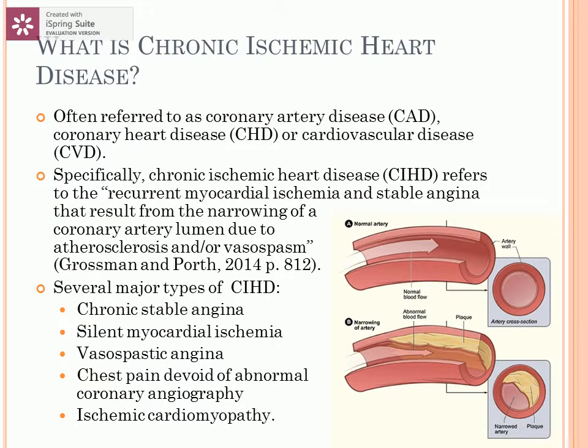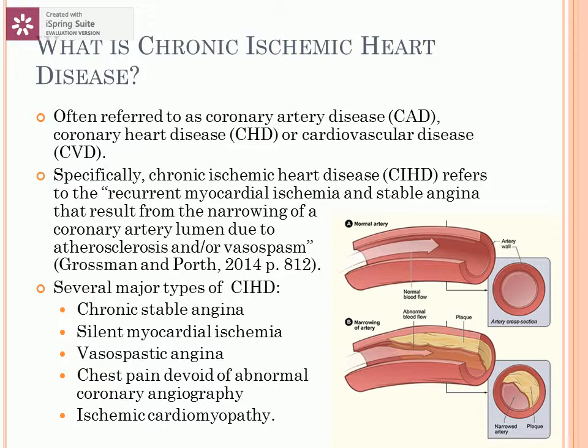So, what is chronic ischemic heart disease? It's often referred to as coronary artery disease, coronary heart disease, or cardiovascular disease. Specifically, chronic ischemic heart disease refers to the recurrent myocardial ischemia and stable angina that result from the narrowing of a coronary artery lumen due to atherosclerosis and/or vasospasm. So the lumen meaning the tube in the middle where the blood actually runs through of an artery.